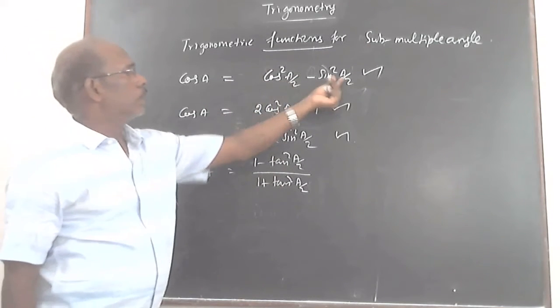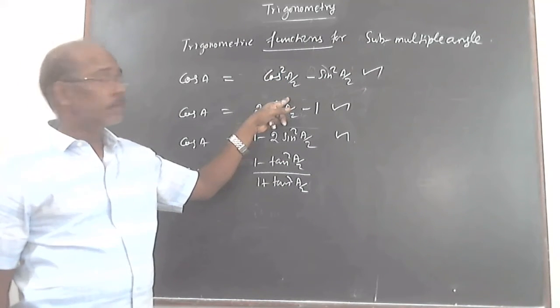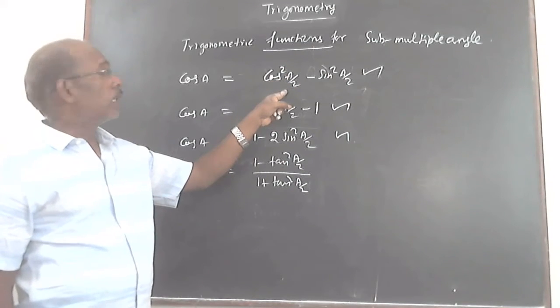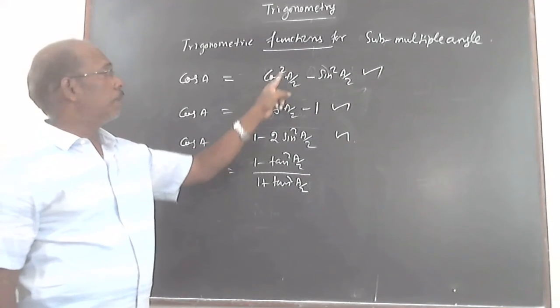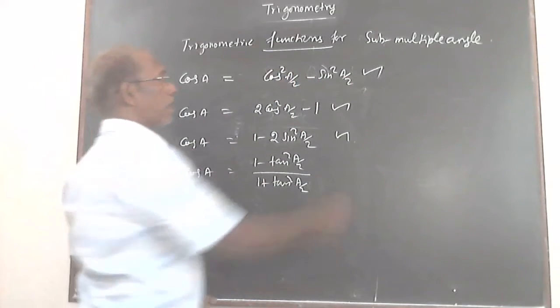A by 2 is known as a submultiple angle. What is the meaning of submultiple angle? When the coefficient of the angle is 1 by 2, a non-integral multiple, it is generally known as a submultiple angle.